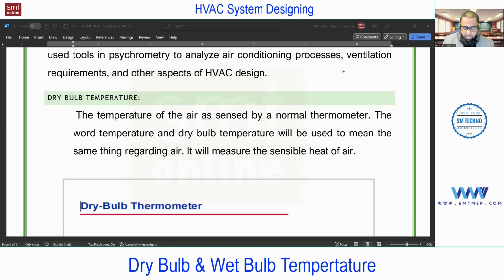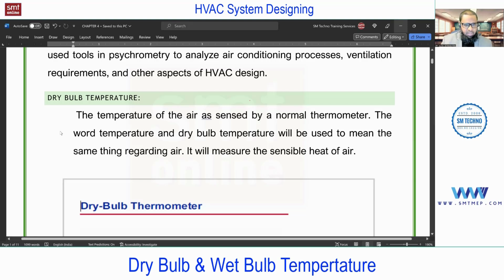Second is the wet bulb temperature. Then we have a dew point temperature. No need to write, everything is there in this note. So first is the dry bulb temperature, second is the wet bulb temperature, third is the dew point temperature. Then we have relative humidity. Then we have humidity ratio. Then we'll talk about enthalpy of air. Okay, so let me start first with the dry bulb temperature.